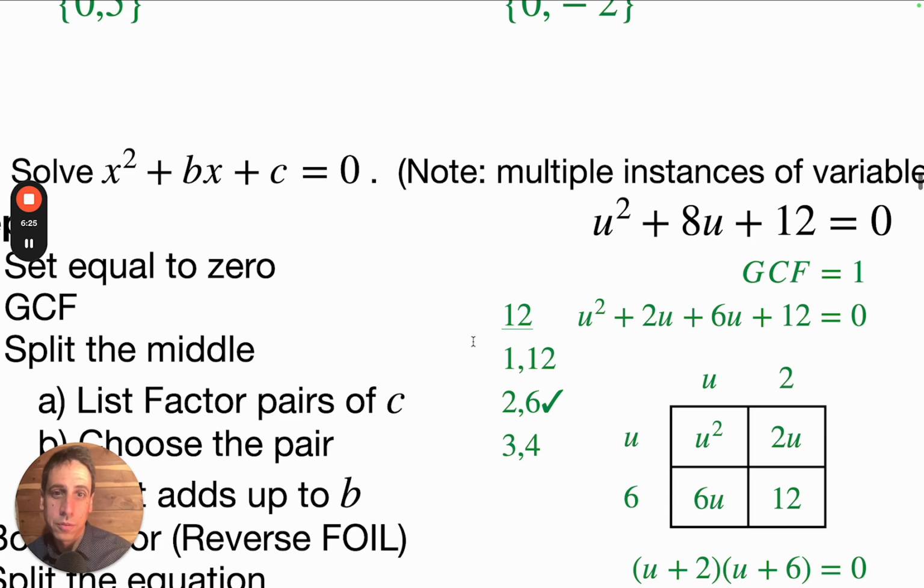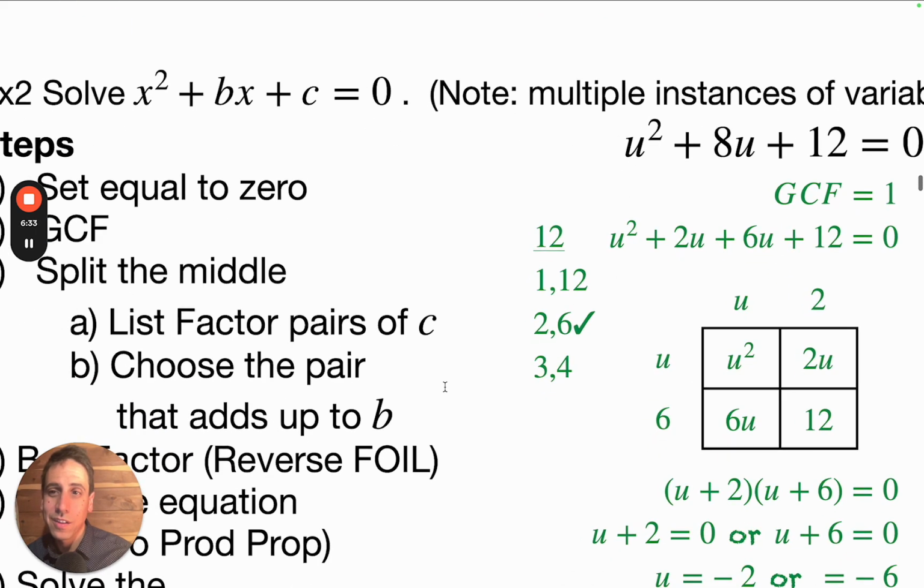So I'm looking at 12, and I have to list all the numbers that multiply up to 12. 1 times 12 is 12. 2 times 6 is 12. 3 times 4 is 12. The next step in split the middle is to choose, from these three different pairs, the one that also happens to add up to B. The B value here is 8. So look at these. Oh, the 2 and the 6 also add up to 8.